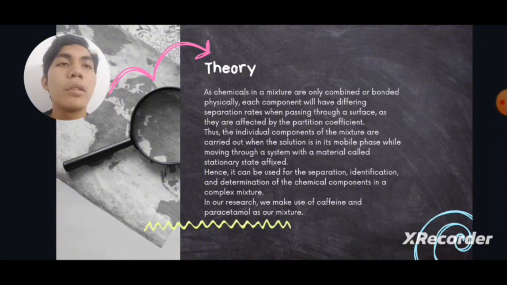Thus, the individual components of the mixture are carried out when the solution is in its mobile phase, while moving through a system with a material called stationary phase fixed or affixed. As separation rates rely on differential partitioning between the mobile and stationary phases, the subtle differences between the compounds' partition coefficients cause a differential retention to the stationary phase by the mobile phase itself, further affecting their separation. Hence, it can be used for the separation, identification, and determination of the chemical components in a complex mixture very accurately. In our research, we make use of caffeine and paracetamol as our mixture.